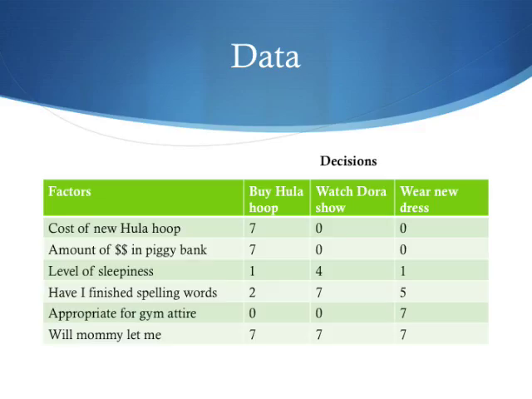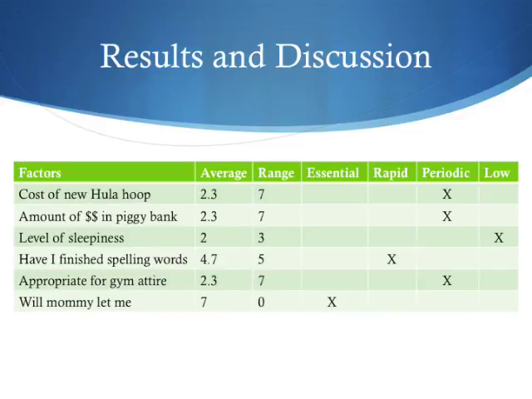These are our data. As illustrated, the decision maker ranked the importance of each factor with a scale of 0 being not important to 7 being most important. We were then able to calculate average and range across decisions. These are our results. By analyzing the average and range, we were able to assign each factor a priority level. This level would determine when information was needed to be calculated.